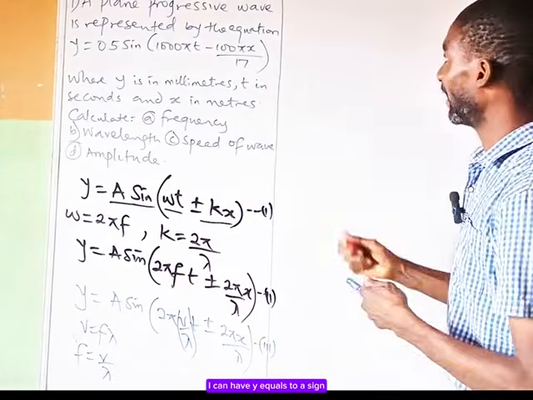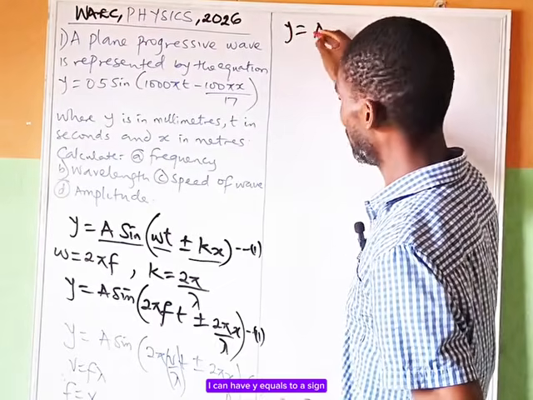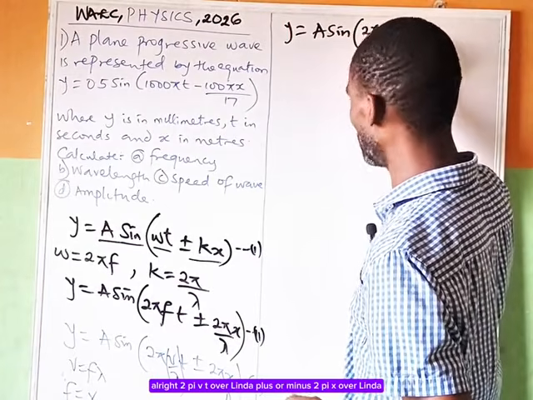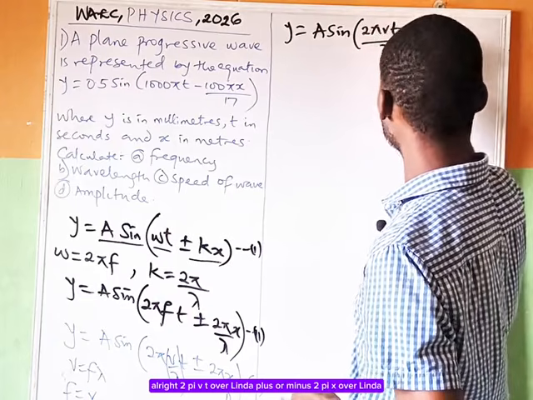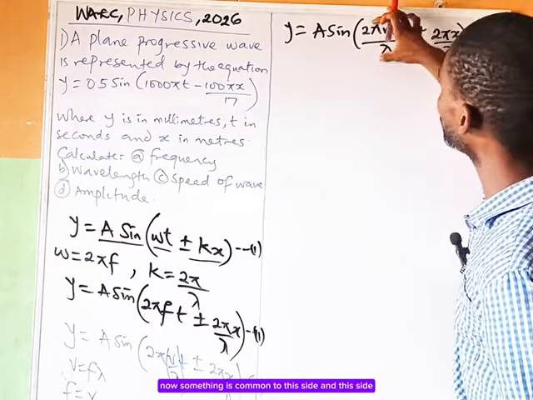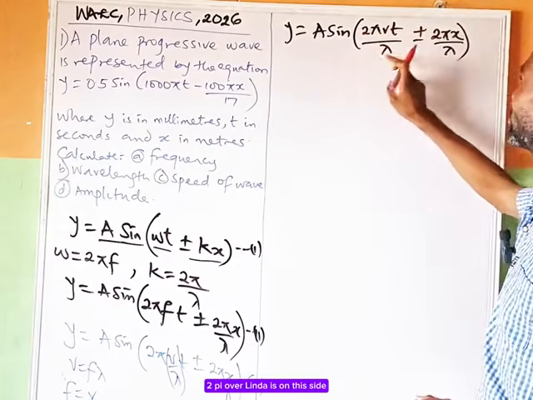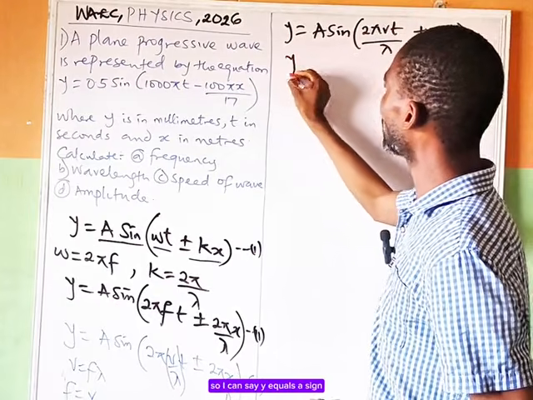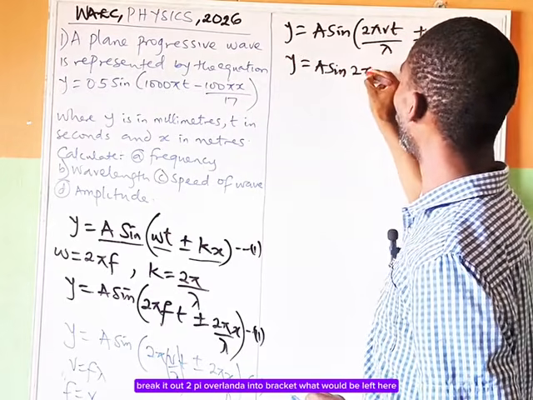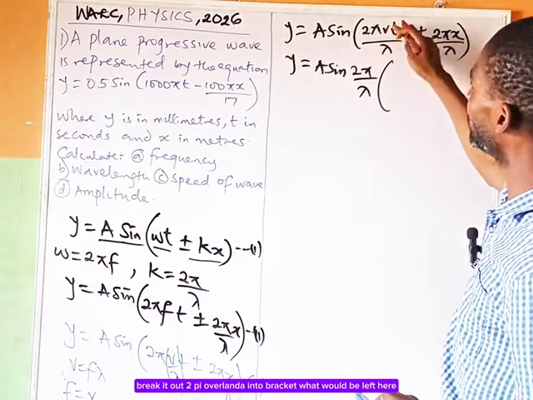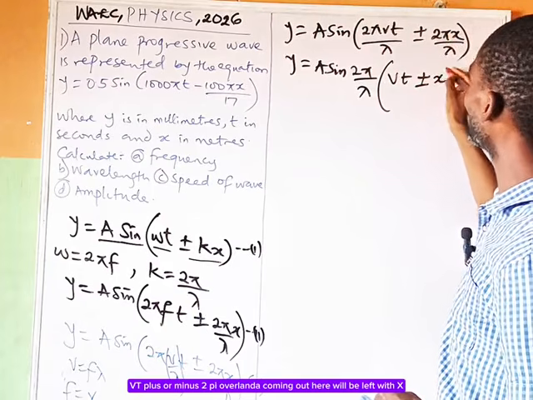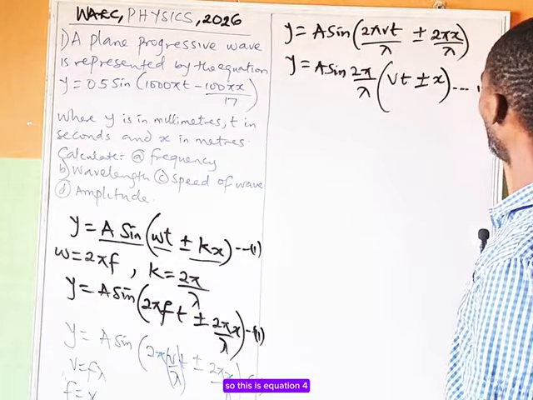So from here, I can have y equals a sine, 2 pi vt over lambda plus or minus 2 pi x over lambda. Now, something is common to this side and this side. 2 pi over lambda is on this side, 2 pi over lambda is on this side as well. So I can say y equals a sine, and I can factorize the common factors, bring it out: 2 pi over lambda into bracket. What would be left here? Vt plus or minus, 2 pi over lambda coming out, here will be left with x. So this is equation 4.